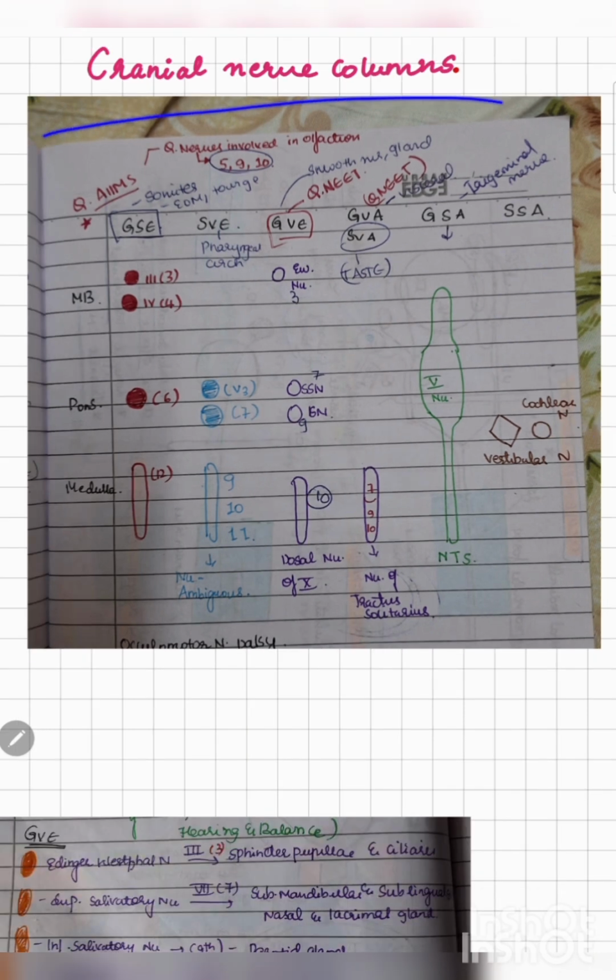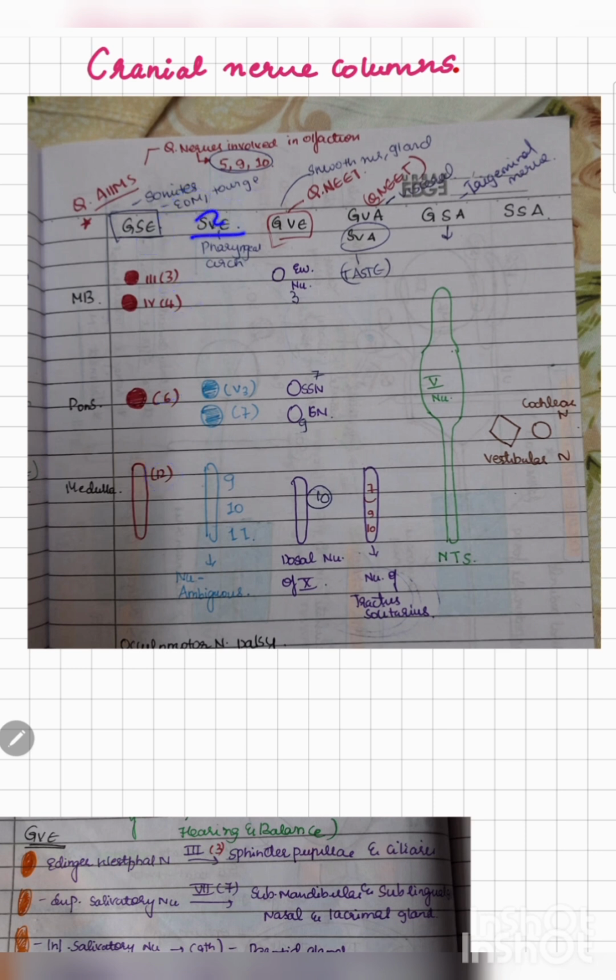Again, this column is very important for last minute revision, so I'll just tell you in brief about the functions. You just have to understand the meaning of the words. For example, GSE, general somatic efferent, where soma means somites. It will give rise to extraocular muscles and tongue. So it involves cranial nerves 3, 4, 6, which will innervate extraocular muscles, and cranial nerve 12 for the tongue.